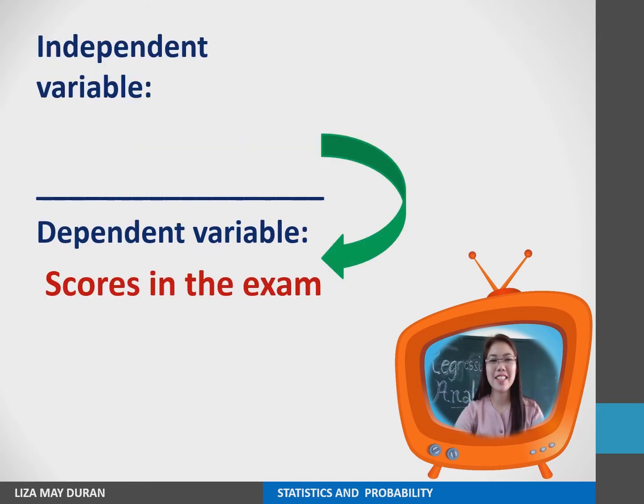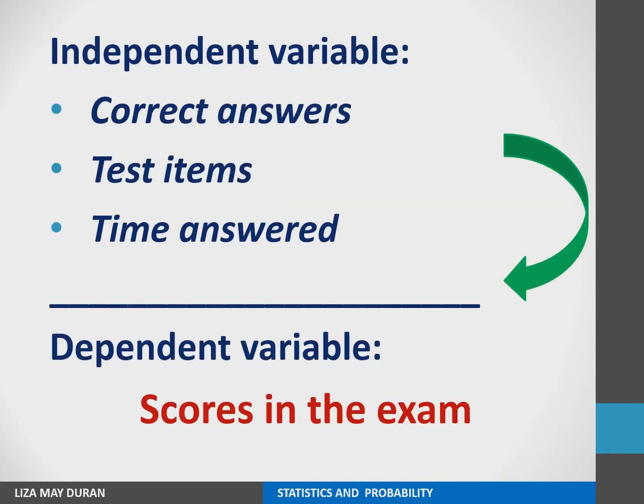Okay, first, the dependent variable is the scores in the exam. What is the independent variable? If your answer is one of the possible answers listed above, then you got it right. It could be that the possible independent variable when you have your scores in the exam is the correct answers that you got from the test, or maybe the test items, or the amount of time allotted for you.